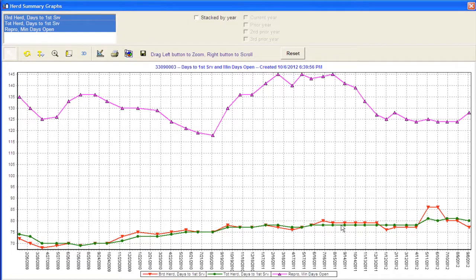The two different lines here are the breeding herd and, again, the total herd. If you remember, we broke that out on that 801 report. So the breeding herd would just be those 62 cows that are currently in the herd, versus where we're at historically with the cows that are also confirmed pregnant.